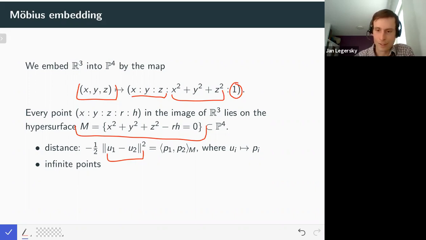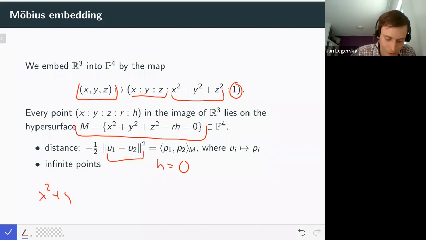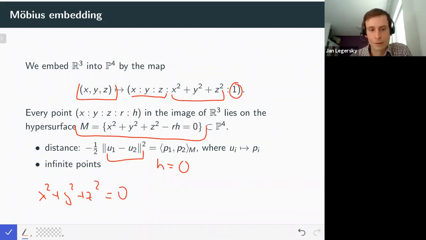I mentioned in the general scheme that we are interested in infinite points. So here, for the Möbius space, for this set M, we consider the infinite points to be points that have the H coordinate equal to 0. And immediately one can see that if H is 0, then x squared plus y squared plus z squared has to be equal to 0. So there's only a single real point at infinity, which we denote by omega infinity.